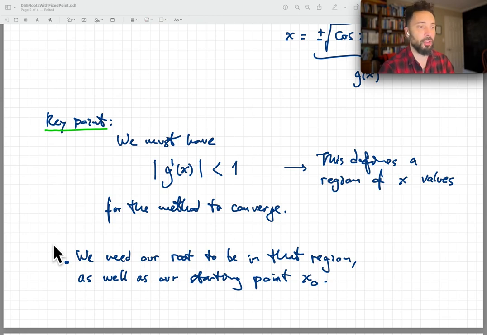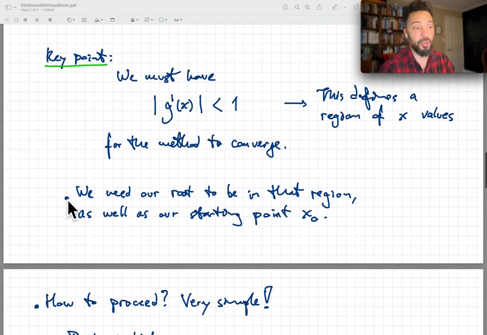As I was saying in the previous video and at the beginning of this one, you need to have an idea of where the root is. These methods are not smart methods that will find you all the roots of a function. They're methods to calculate or refine the knowledge of a root where you already know roughly where it is.